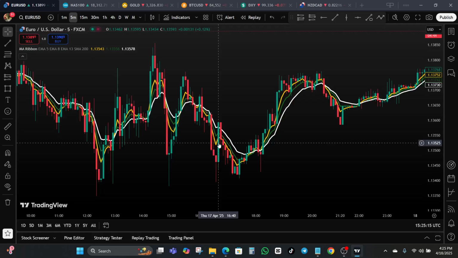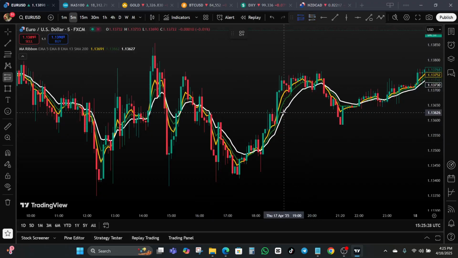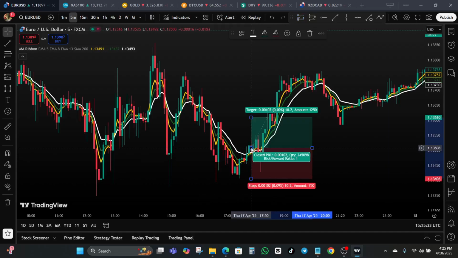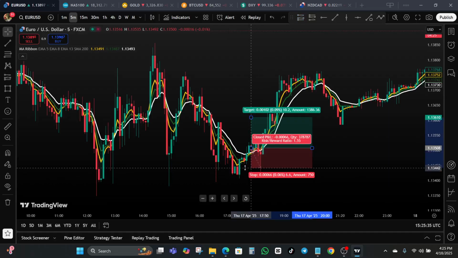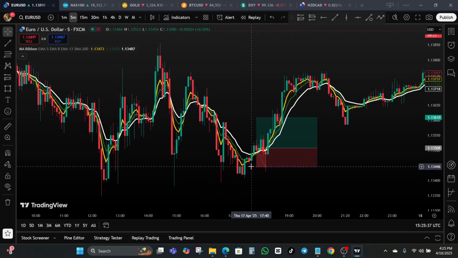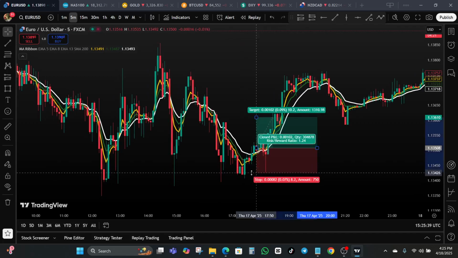Then ensure that you always make use of stop losses. It is very, very important. You can place your stop loss just beyond the 13 EMA or the low or high of the pullback structure. So if you're entering a buy trade, you can set your stop loss below the 13 EMA, which is the longest.